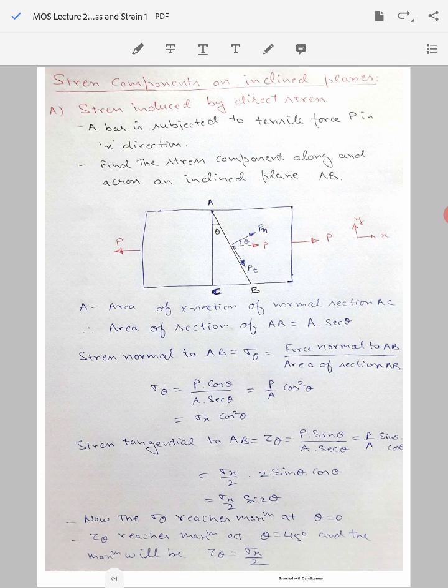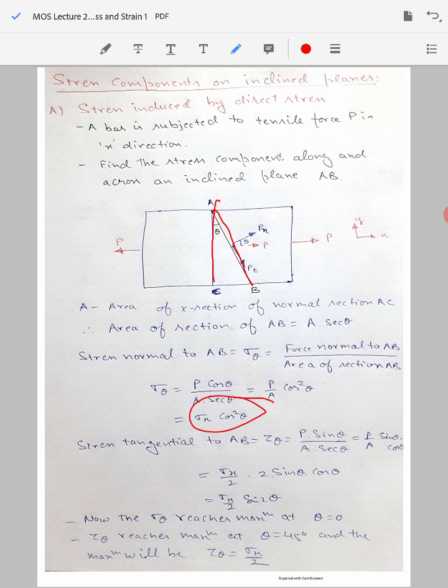Now the sigma theta value here will reach maximum when theta is equal to 0 degree, because cos theta is maximum at theta equal to 0. So sigma x cos square theta will be maximum when theta equal to 0. What is the meaning of theta equal to 0? That means this plane AB will coincide with AC. So obviously we know that the maximum value of stress will be when the plane is perpendicular to the applied load. So that will give you the maximum value of normal stresses. And then what will be the maximum value of the normal stress? Sigma theta will be equal to sigma x, right?